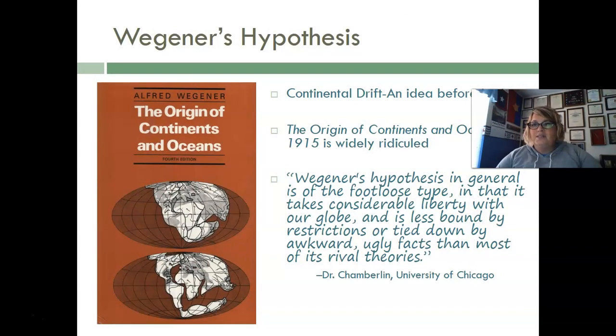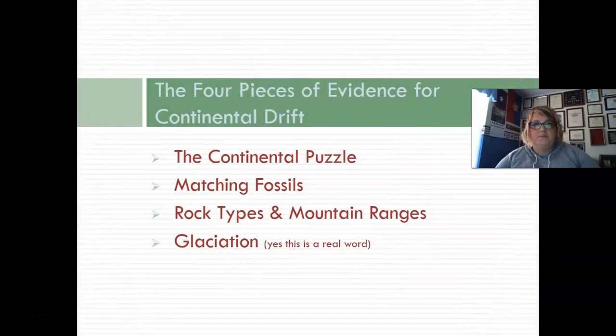So, continental drift was an idea before its time. People weren't ready to think how that works. There were people who said Wegener's hypothesis in general was footloose, that it took a lot of liberty, that he made up a lot of things. So Wegener had to come up with proof.